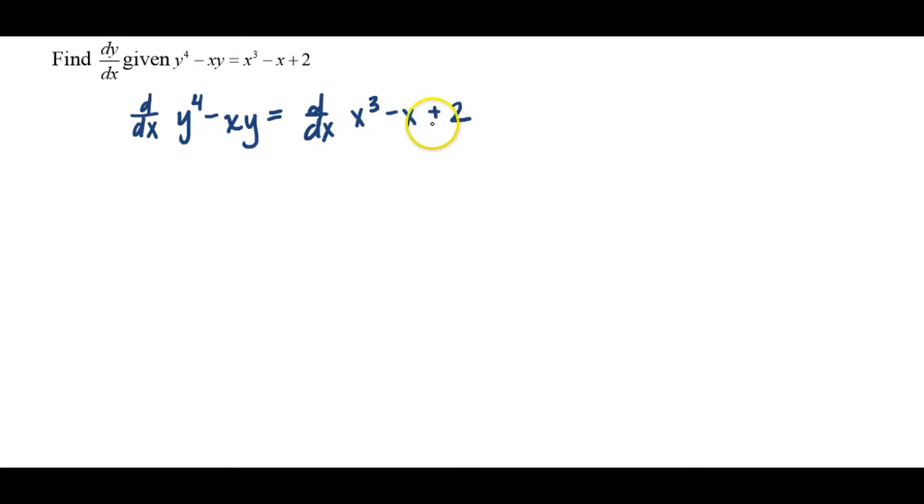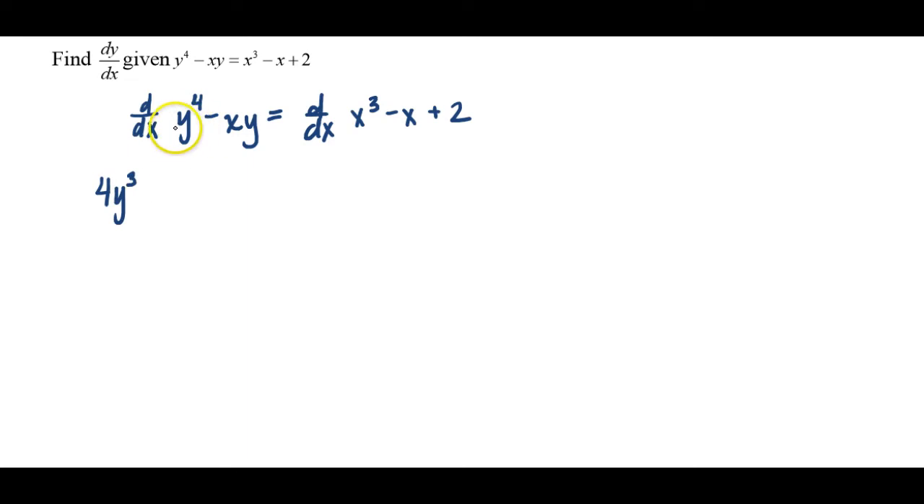Alright, the derivative of the right-hand side is going to be very straightforward. Taking the derivative with respect to x, I have only x cubed and an x over here. So it's the left side that's going to be tricky. The derivative with respect to x of y to the fourth. Since the variables don't match here, I'm going to need to use basically the chain rule. So the derivative of y to the fourth using the power rule is 4y cubed.